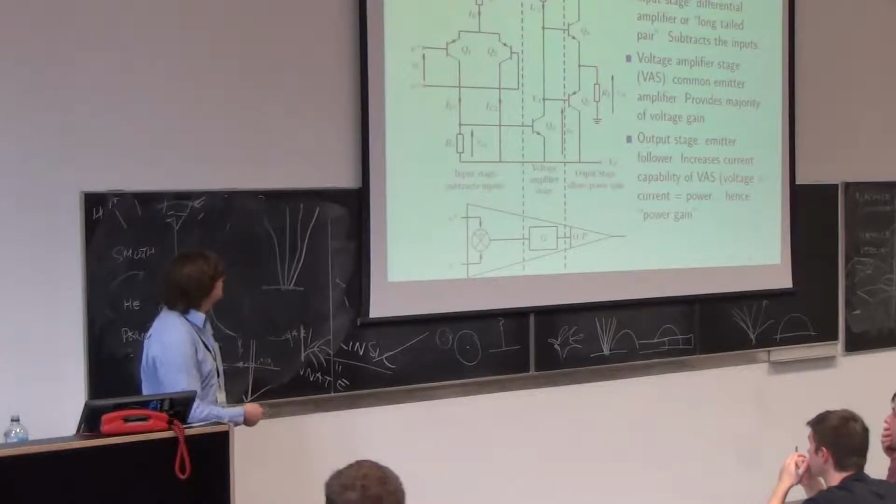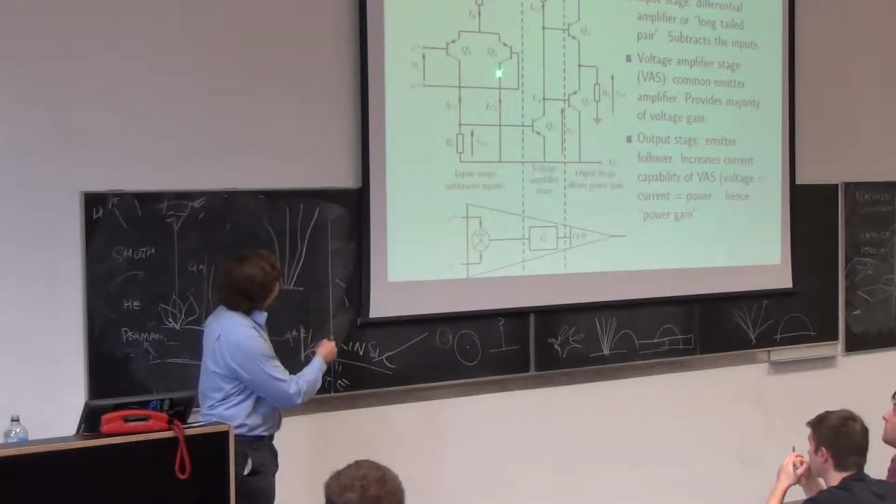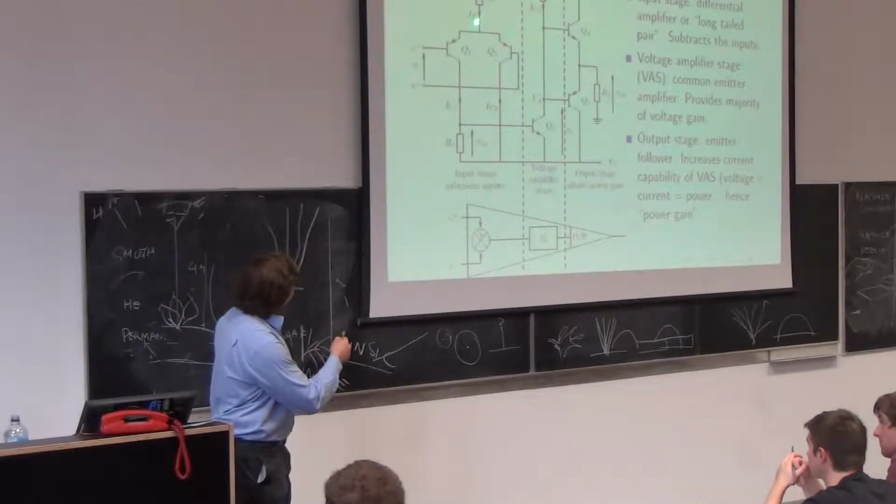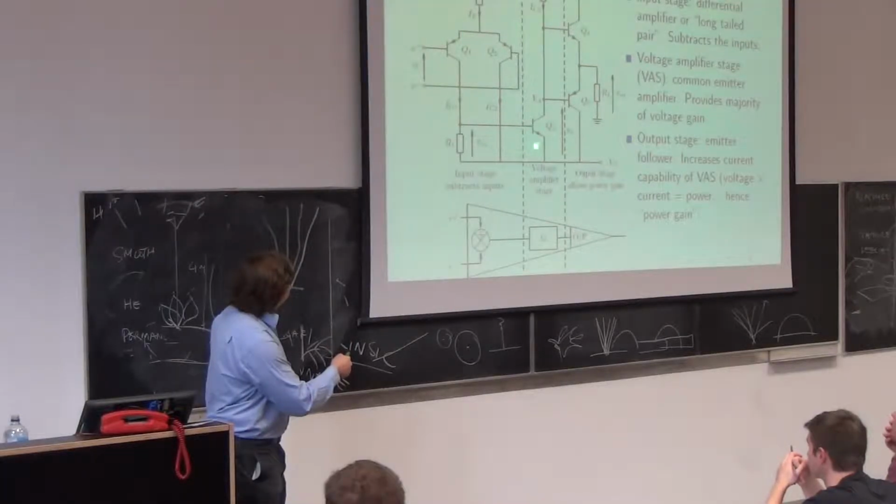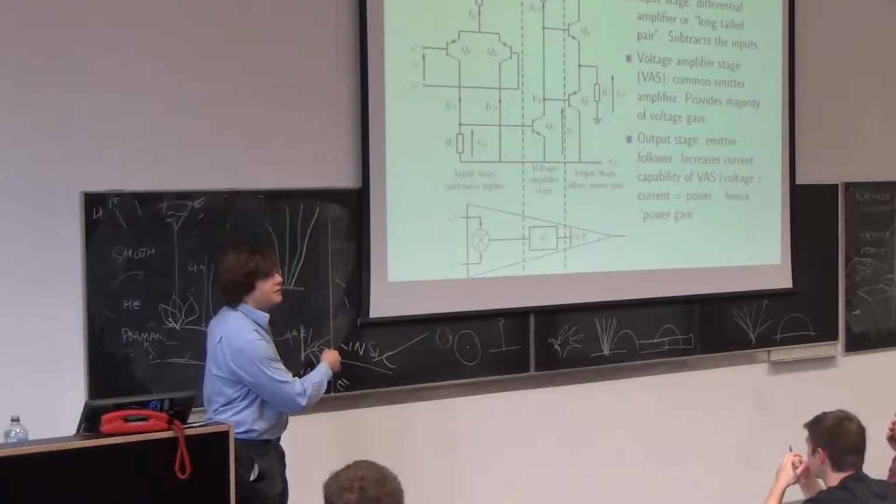And then we'll assume that the current splits evenly between the collector of Q1 and Q2. So IC1 is half of IE, and we know there's 0.7 volts across that, so there must be 0.7 volts across that. We already know what this current is, it's half that current, so you get R1 by Ohm's law. Happy?